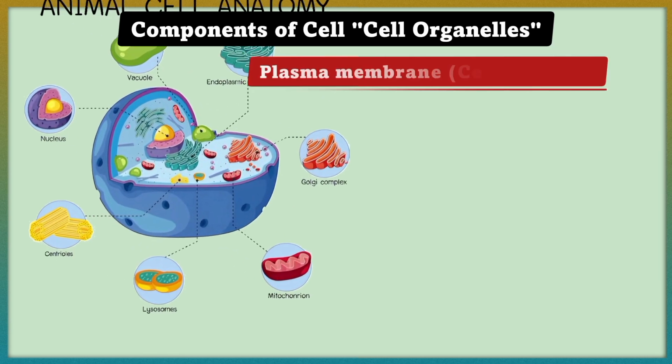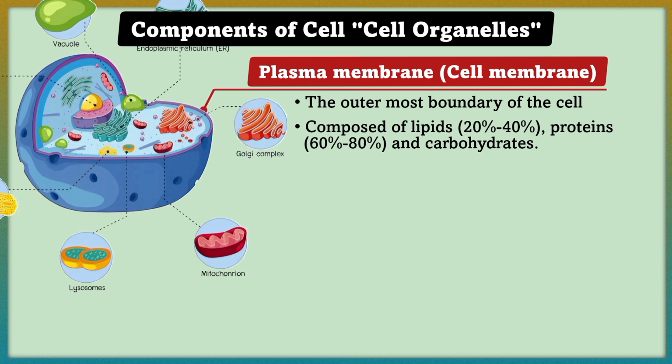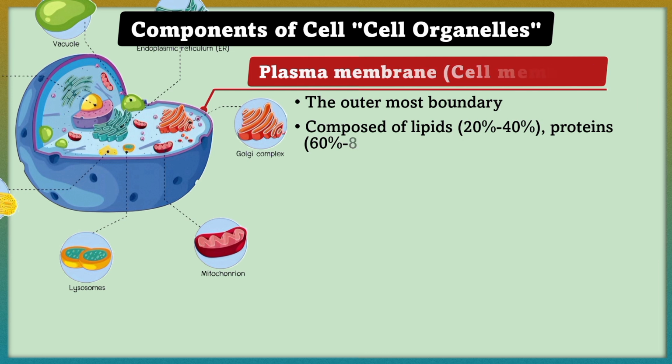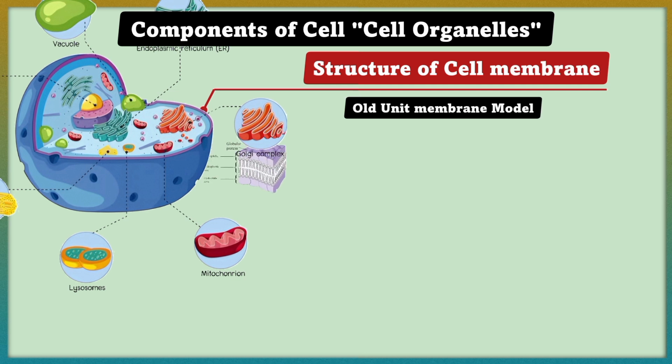Plasma membrane or cell membrane is the outermost boundary of the cell. However, in most plant cells, it is covered by a cell wall. Cell membrane is chemically composed of lipids and proteins. 60 to 80% are proteins, while 20 to 40% are lipids. In addition, there is a small quantity of carbohydrates. Many biologists contributed to establish the structural organization of cell membrane.